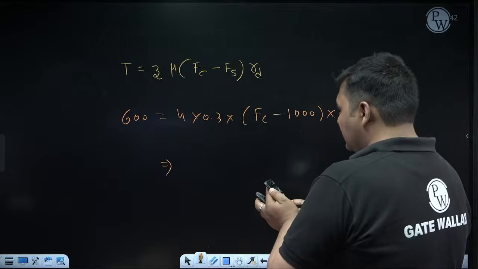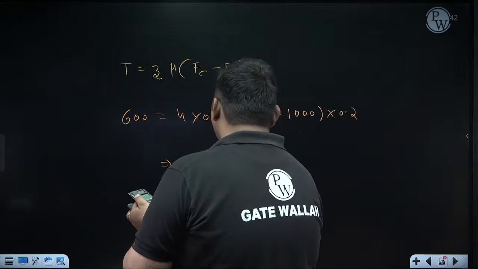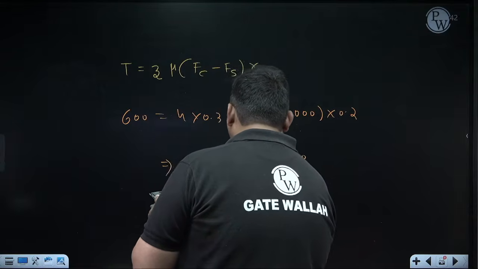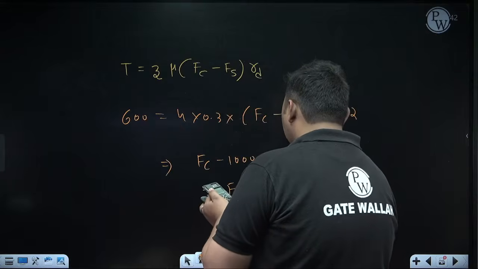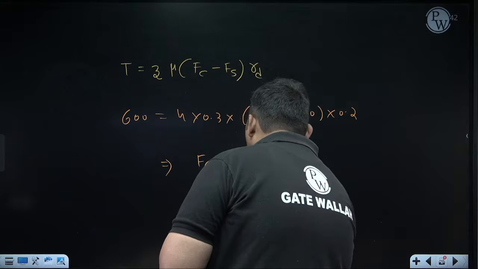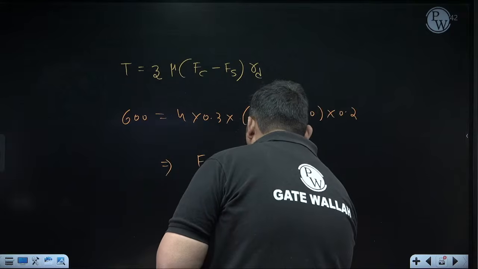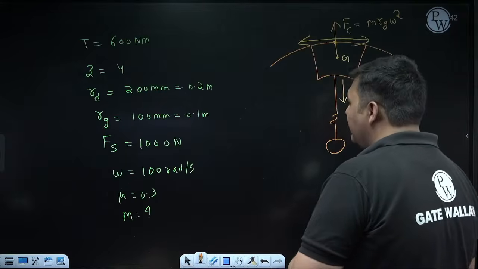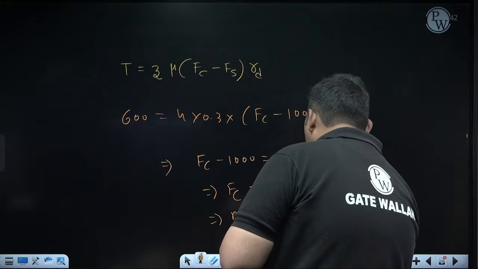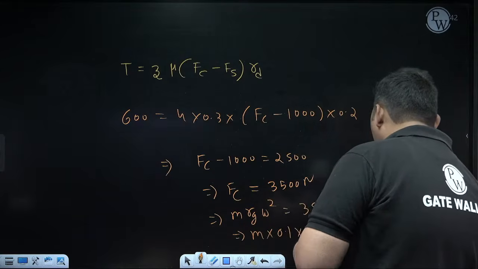How much it is coming? 600 divided by 4 divided by 0.3 divided by 0.2. So see, Fc minus 1000 is coming 2500 Newton. So Fc will be, minus will come this side, will become plus. So 2500 plus 1000, that is 3500 Newton. Now Fc is m Rg omega square, which is 3500. M is mass of shoe, which we want to calculate. Rg is radius of center of gravity of shoe, which is 0.1 meter. Omega is actual running speed, 100, so 100 square, that is equal to 3500. So from this we can calculate M, which is mass of shoe.